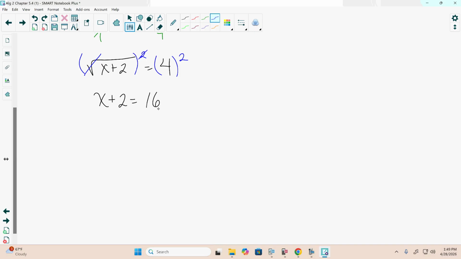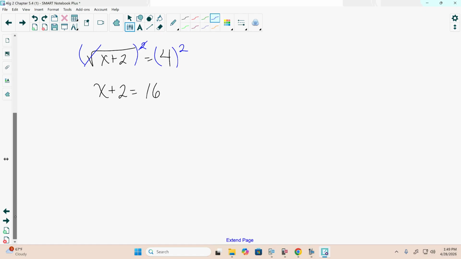Square both sides, so the square root of x plus 2 is x plus 2. 4 squared is 16. Do we have any radicals left? No. Solve for x. So we would minus 2, minus x is equal to 14.